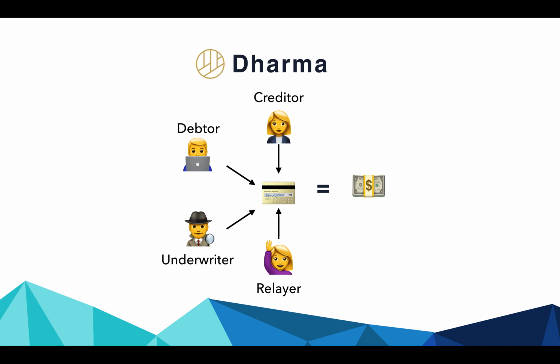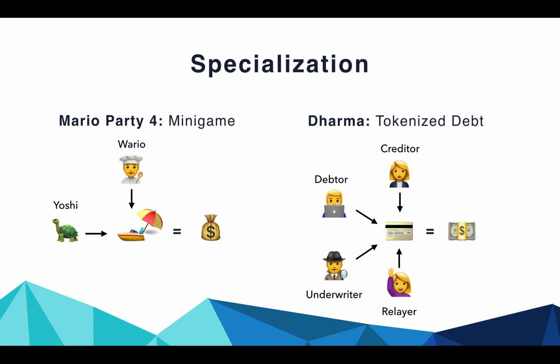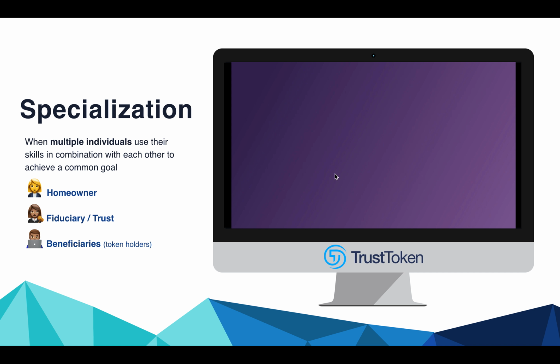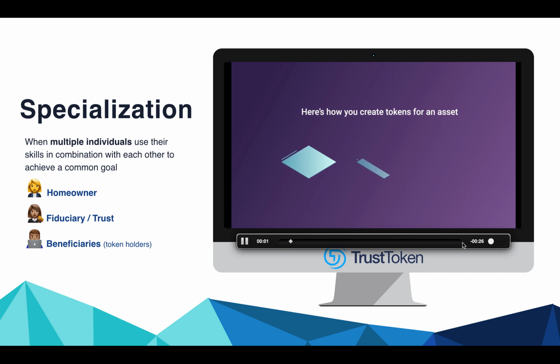But basically, it looks something like this. All 4 parties come together around this piece of debt to produce some kind of value. And so you can see that there are parallels here between what we see in a game versus what we see in the crypto ecosystem. It's not the only project doing something like this. Trust Token. Here's how you create tokens.